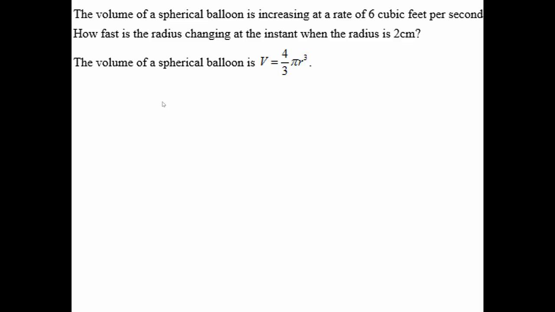Next problem. The volume of a spherical balloon is increasing at a rate of 6 cubic feet per second. How fast is the radius changing at the instant when the radius is 2 centimeters? Since it's spherical, we know the volume formula is V equals 4/3 pi r cubed.